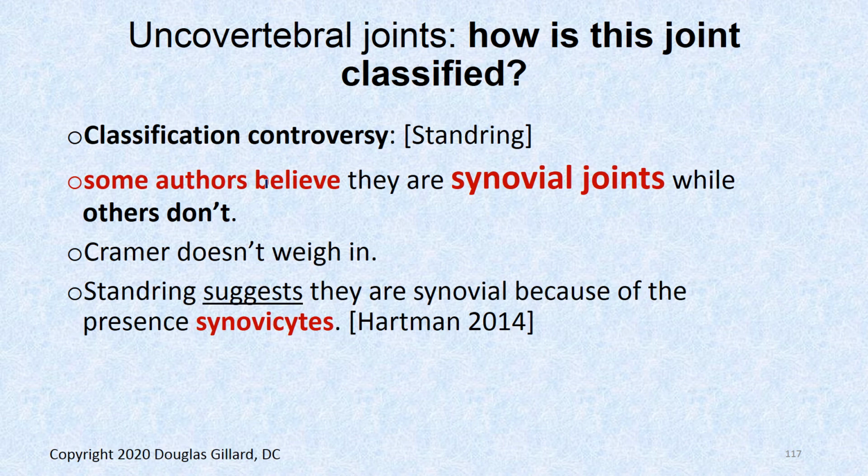How is the joint classified? The uncovertebral joints are controversial to say the least. Some authors believe it is a real synovial joint, and some don't say anything. Kramer doesn't even weigh in on that. Because there is a synovial membrane, at least in part, Hartmann studied this in his research paper. Standring talked about Hartmann's paper, and Standring's a board book, so it is a synovial joint in regard to boards because of Standring's mentioning of it.